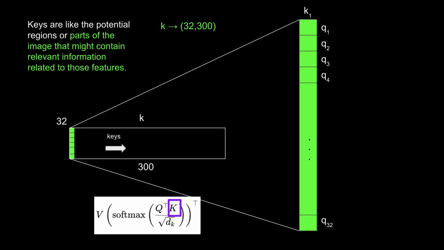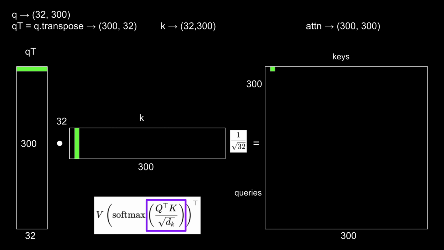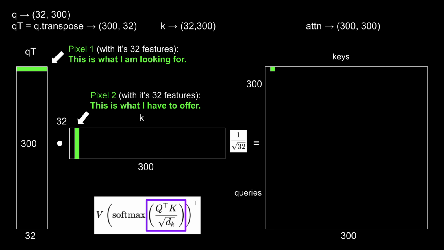When we compute the dot product or matrix multiplication between the queries and keys, the result is the attention matrix, which captures the similarity between them. You can think of attention weights as a measure of how relevant each key is to a given query. Here's an intuitive example. Pixel 1 query asks, "This is what I'm looking for." Pixel 2 key responds, "This is what I have to offer." The dot product between Pixel 1 and Pixel 2 determines how much attention Pixel 1 should give to Pixel 2.